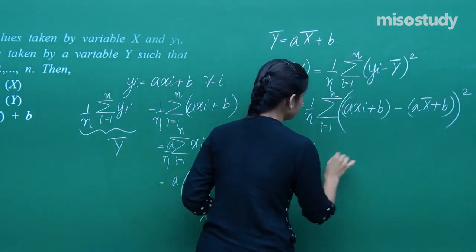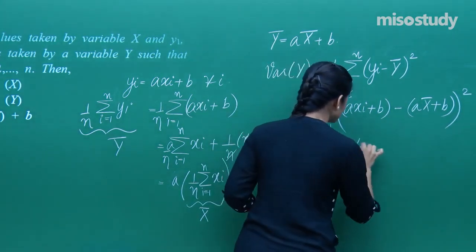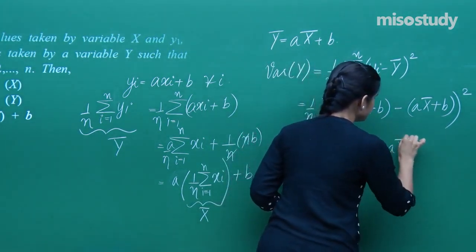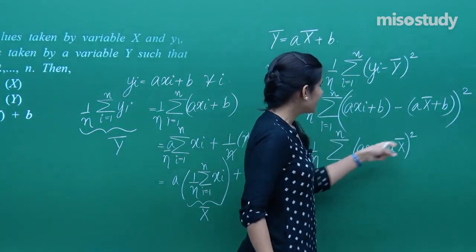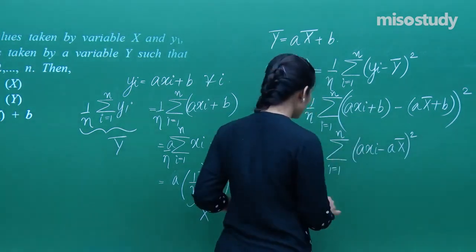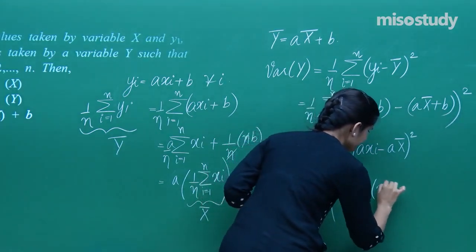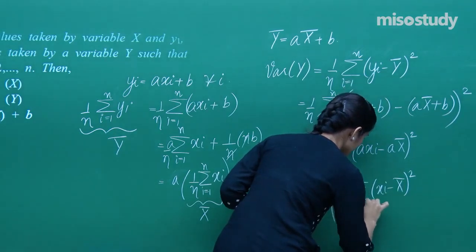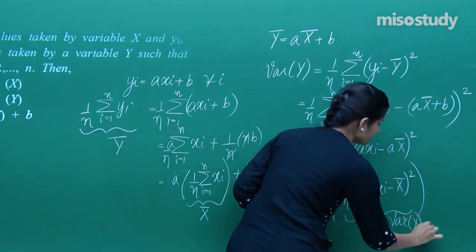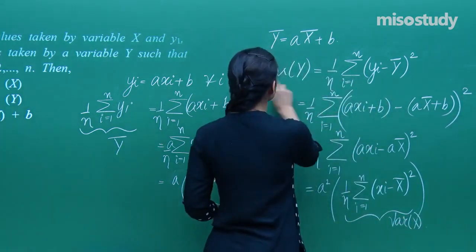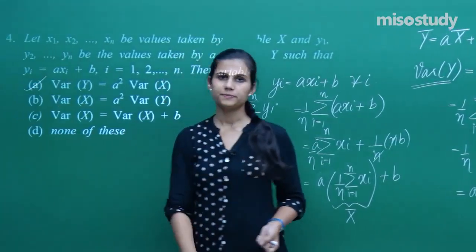This gives you 1 by n, axi plus b minus a x bar minus b, plus b minus b cancels. This is what you have. A comes out common and hence comes out of the summation by becoming a square. You are left with this. And this is nothing but the variance of the random variable x. So you are getting variance of y is a square times variance of x, which is the first option.